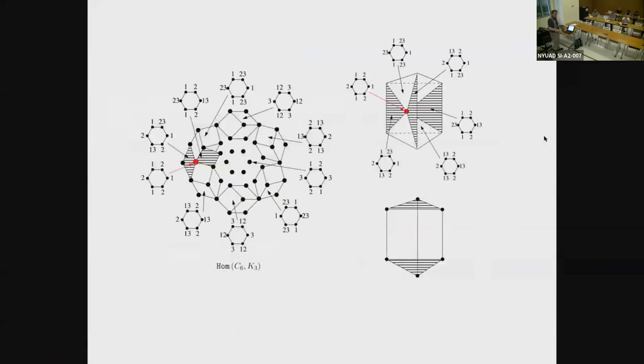Just to show more examples, if I take a six-cycle and look at all three-colorings of the six-cycle, I will get a more interesting picture, which will be a complex consisting of seven connected components. Six of them will be just isolated vertices. This would be the rigid colorings. So I have coloring 1, 2, 3, 1, 2, 3, and it's rigid. I cannot change any color to any other color. So that's an isolated vertex. Any rigid coloring will be just an isolated vertex.